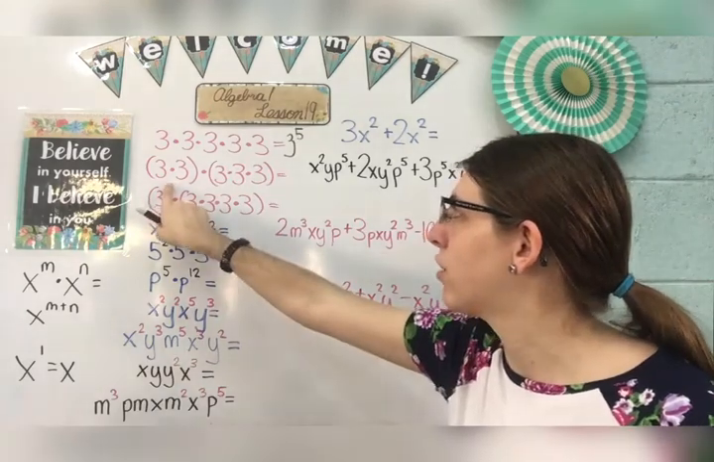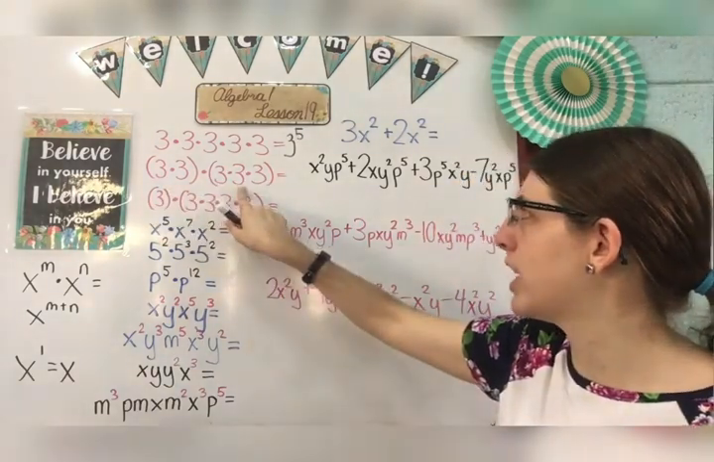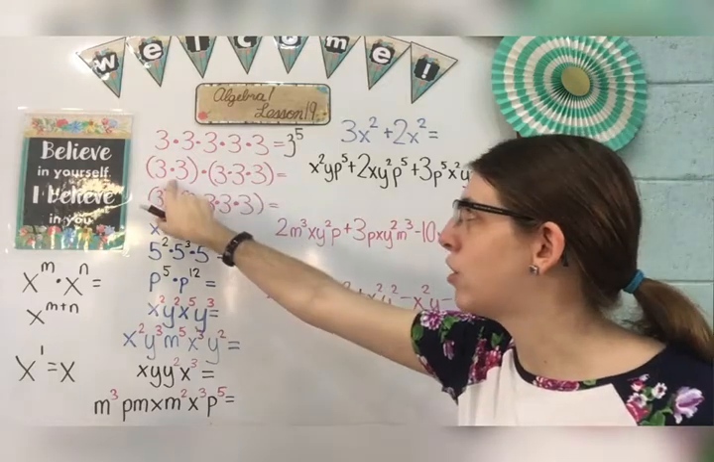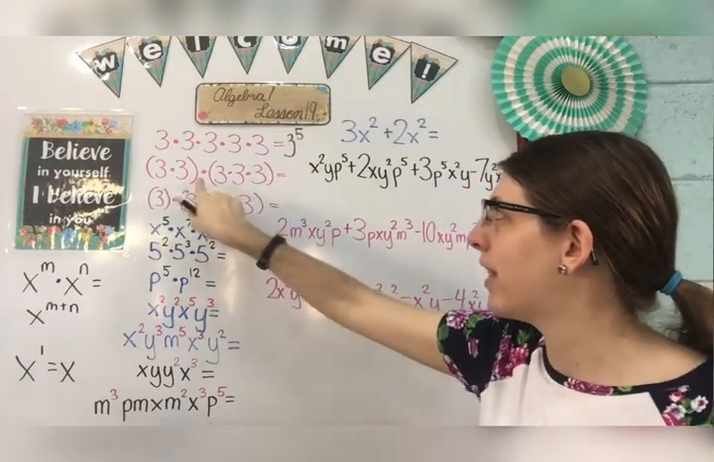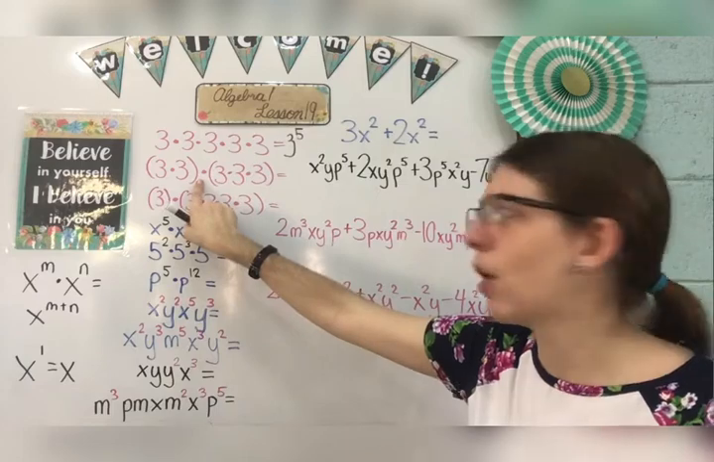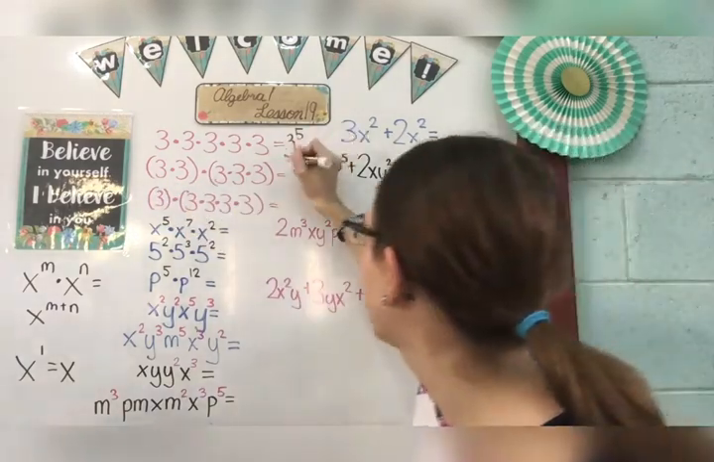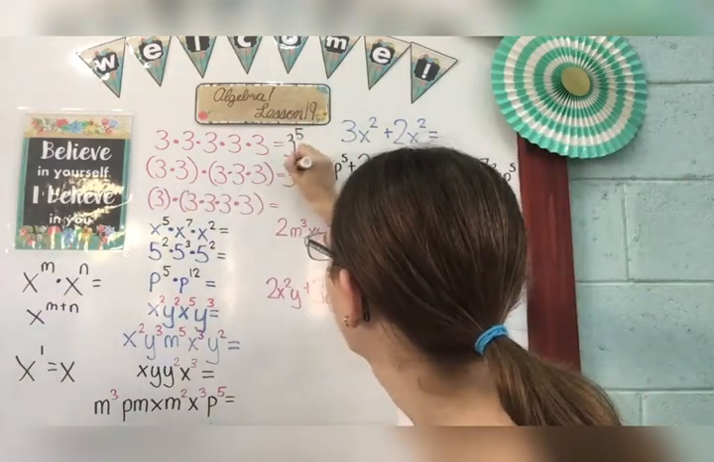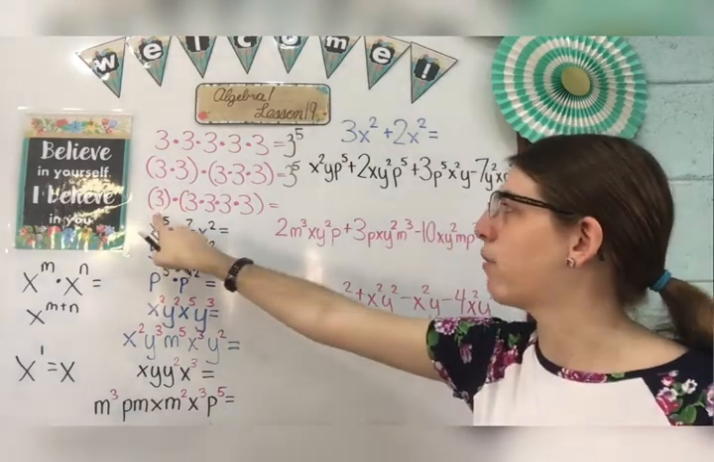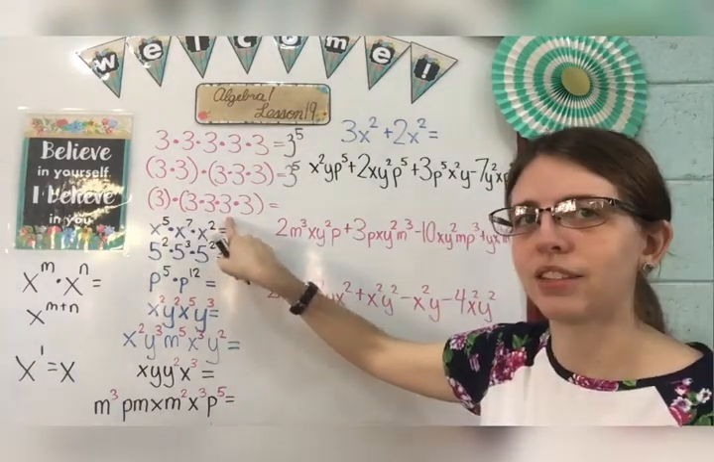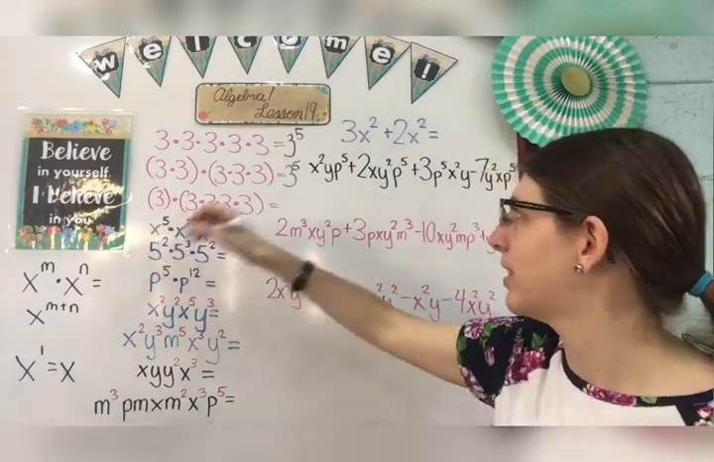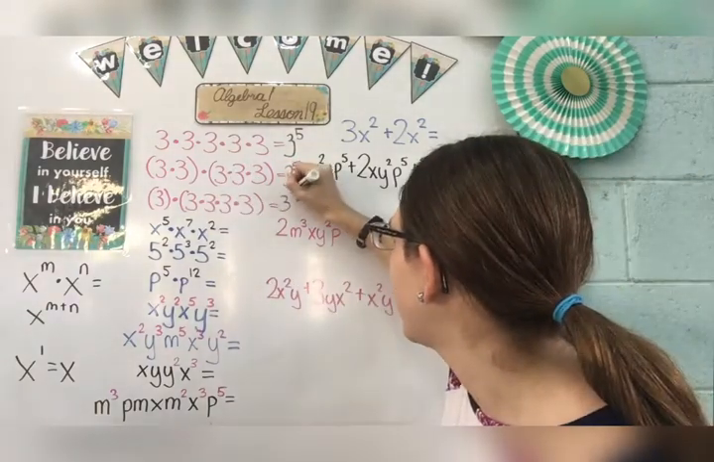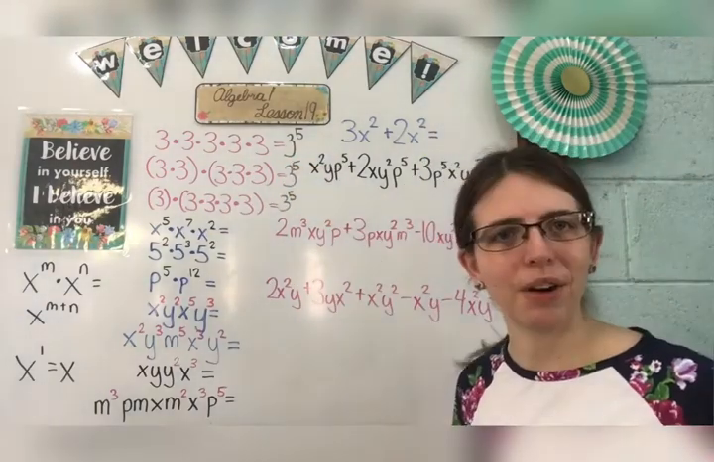I have 3 squared and 3 cubed because I have 2 threes and 3 threes. But I'm still multiplying all of them. So I still have 3 to the 5th power. How about here? I have 1 3 and 4 3s. But I'm still multiplying them, so I still have 3 to the 5th power.